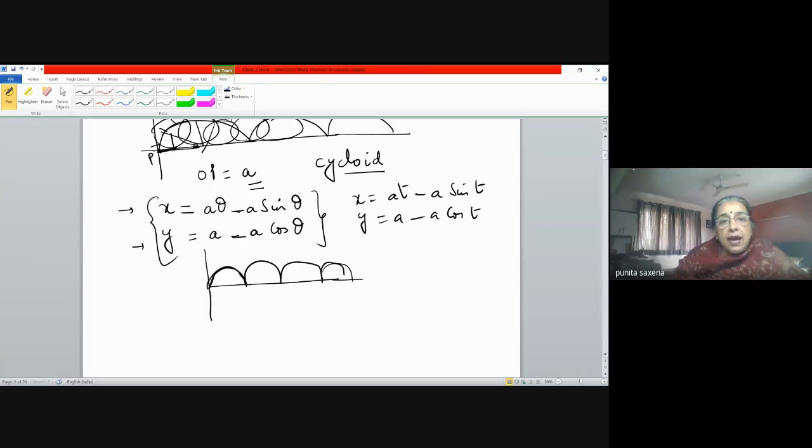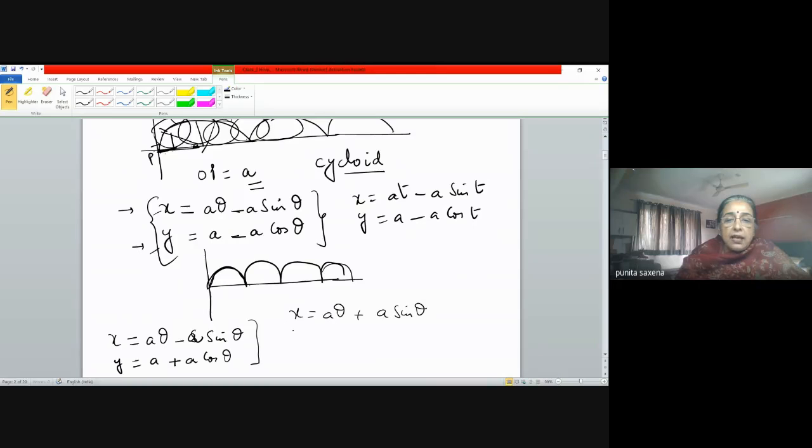Now, the thing is that I can have, see, if I forget about the geometry behind, and of course not totally forget, geometry is important, but if I just see the algebra of these two equations, I say, why can't I have an equation like x equal to a theta minus a sine theta, y is equal to a plus a cos theta. This should also give me a similar kind of a curve. Similarly, x equal to a theta plus a sine theta, and y is equal to a minus a cos theta. So this should also give me a similar curve.